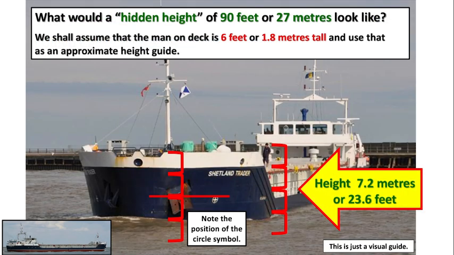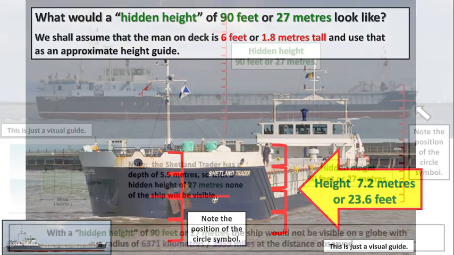What would a hidden height of 90 feet or 27 meters look like? We shall assume that the man on deck is 6 feet or 1.8 meters tall and use that as an approximate height guide. Note the position of the circle symbol. The height of the ship is 7.2 meters or 23.6 feet.